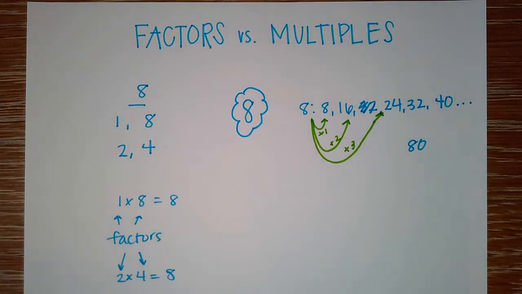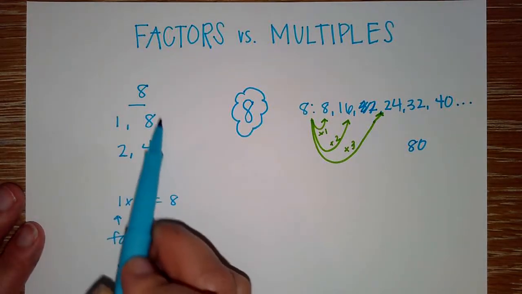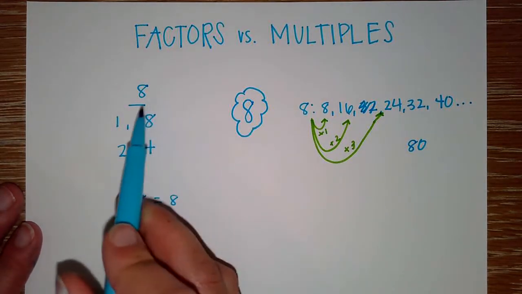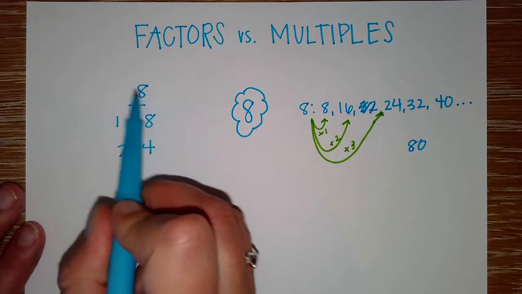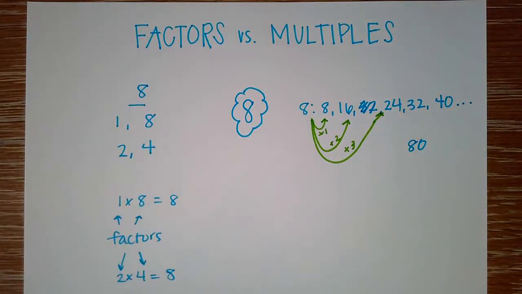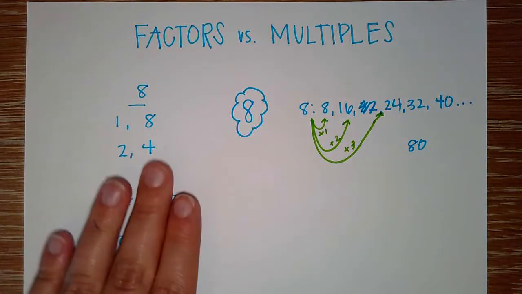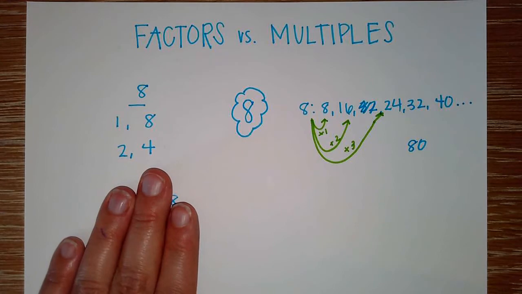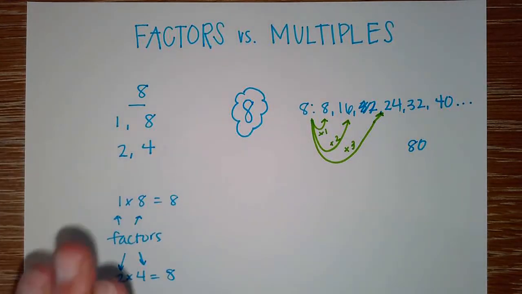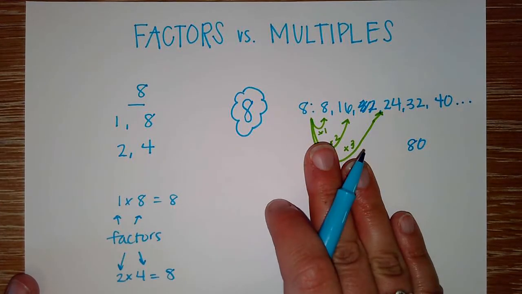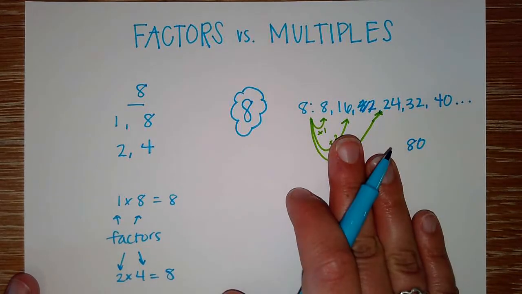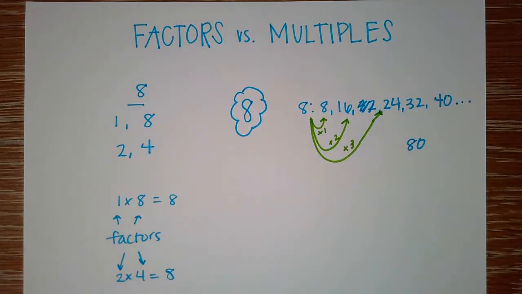So sometimes I like to think about it like a factory. These 1, 8, and 2 and 4 are in the factory building your final product, which is an 8. So once again, the factors are the building blocks, that 1, 8, 2, 4. It is a set list, whereas the multiples of 8 can keep growing, and that list goes on and on and on.